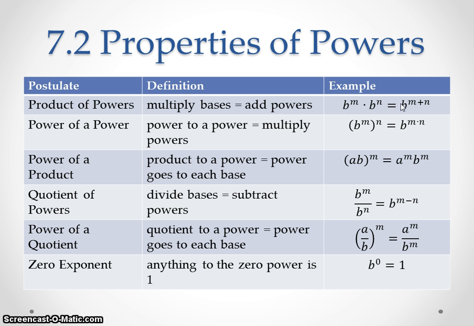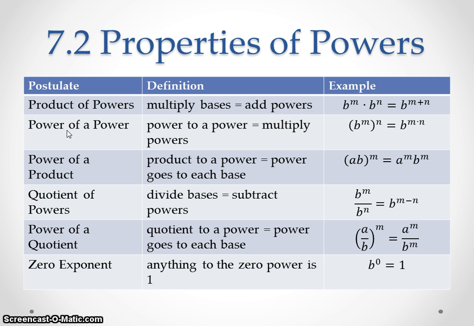So what you would do with these is you would just make it the same base, and then you would add the powers together. So we're multiplying our bases, we add the powers. Therefore, if this was b squared times b to the fourth, then it would be b to the 2 plus 4, which would give us b to the 6th power over here. So you would just add them together.